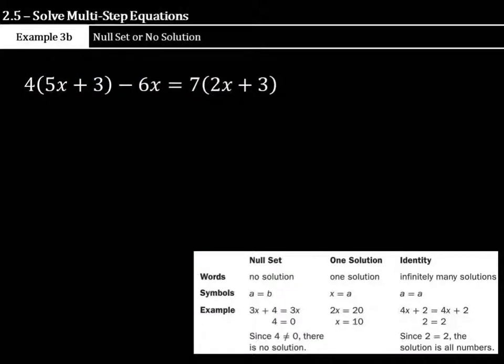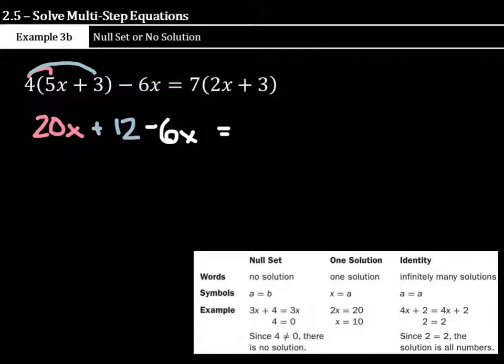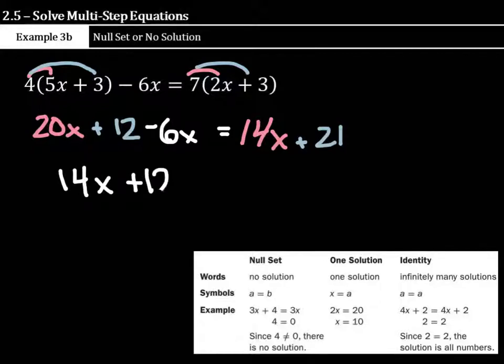If we look at one more very similar to this, let's distribute our 4 times 5x to be 20x, our 4 times 3 is a positive 12. We still have this minus 6x hanging out, is going to equal 7 times 2x is 14x, and 7 times 3 is a positive 21. Now, again, before I move anything from side to side, let's combine our 20x with our negative 6x, and that is a 14x plus 12 equals 14x plus 21.